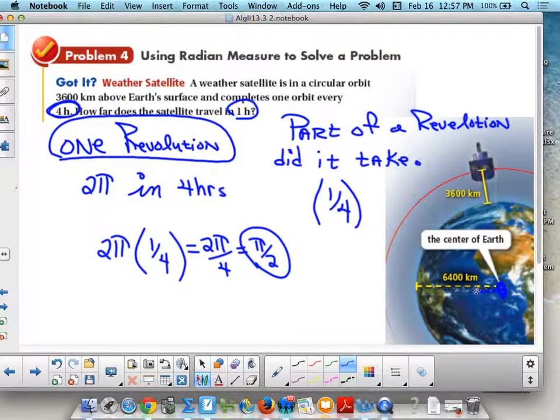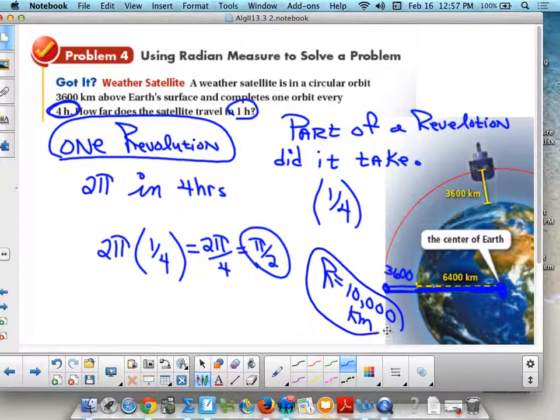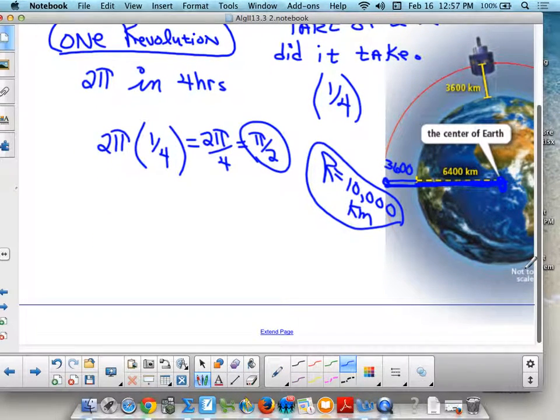So guys, looking at this picture, you have to understand the circle starts in the middle of the planet and it goes this way, which is 6,400 kilometers to get to the edge of the Earth. Add another, how far to get to where the satellite is? 3,600. So what's the radius from the center of the Earth to where the satellite is? 10,000 kilometers. To get the radius, you take the center of the Earth to the edge of the Earth plus how high the satellite is. Add those two together, 10,000.